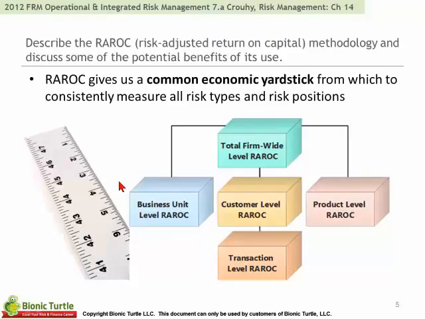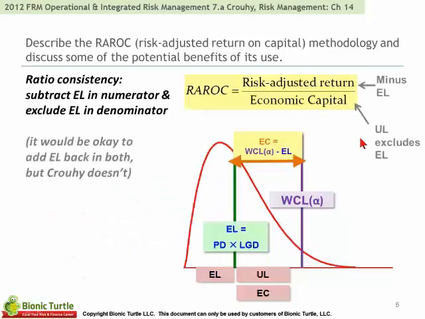So chapter 14, which is largely about RAROC. One of the points about RAROC is that it gives us a common economic yardstick to measure risks and positions. So that's both horizontally, business unit, customer, and product level, but also vertically, a way for us to aggregate transaction, customer, portfolio, and total firm level.